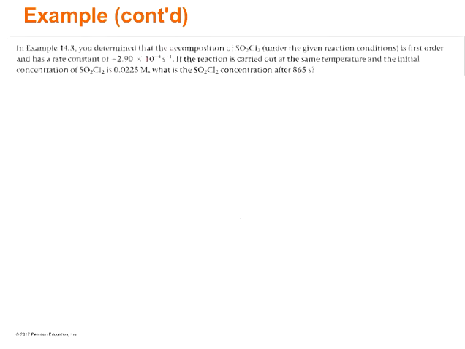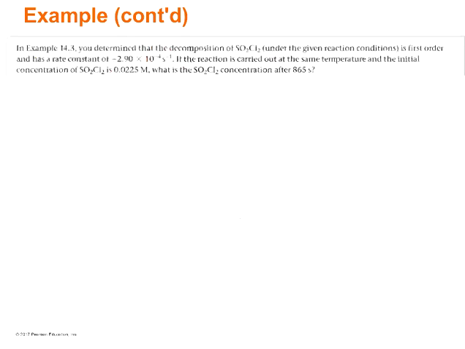All right, so now in the second example in your textbook, it says that in example 14.3, you determined that the decomposition of SO2Cl2 is first order and has a rate constant of 2.9 times 10 to the negative fourth inverse seconds. If the reaction is carried out at the same temperature, and the initial concentration of the reactant is 0.0225 moles per liter, what is the concentration after 865 seconds?